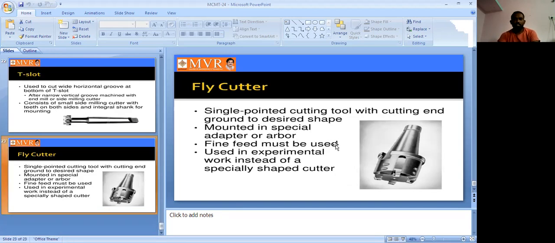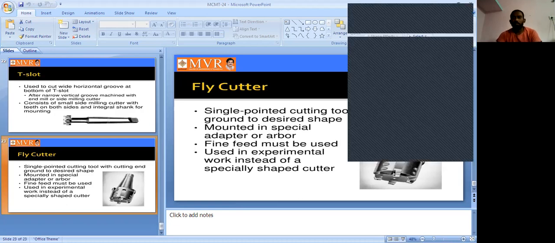A fly cutter is a single point cutting tool with the cutting edge ground to the desired shape. It is one of the single-pointed cutting tools. The cutting edge is ground to the desired shape, and at this end we can see the desired shape. It is mounted on a special adapter or arbor, using the adapter and arbor to mount these kinds of special parts.